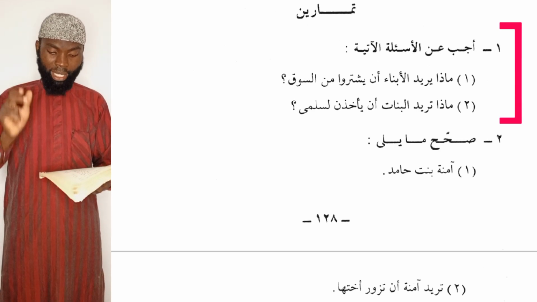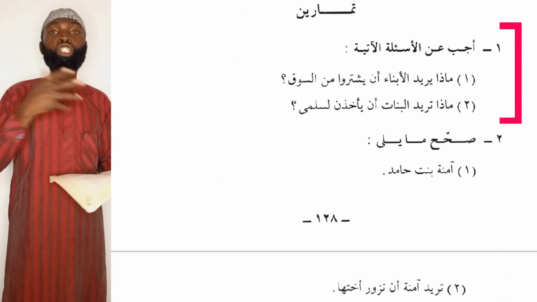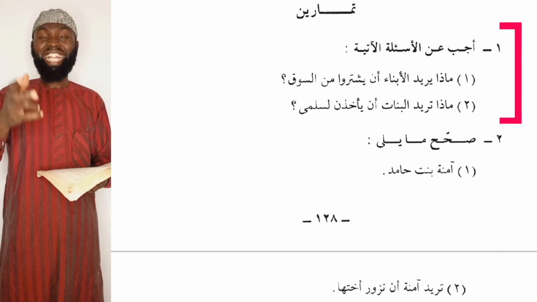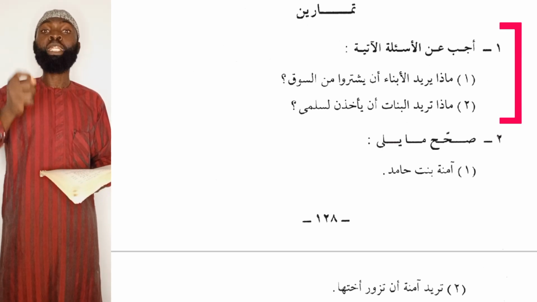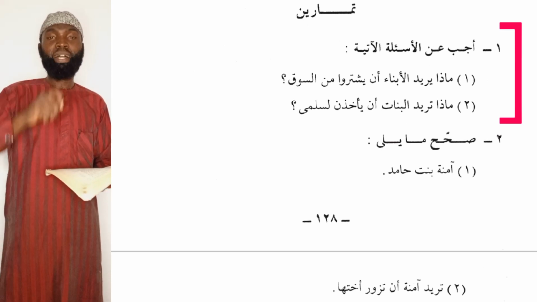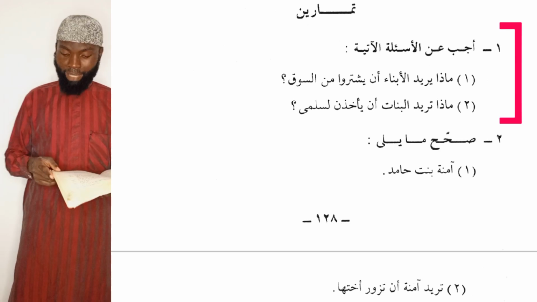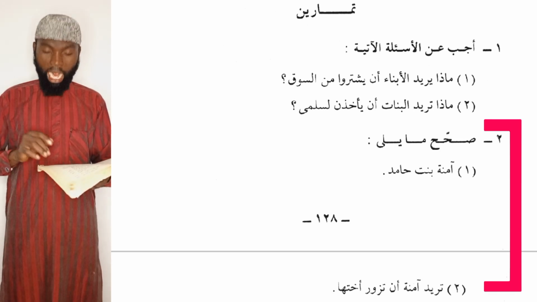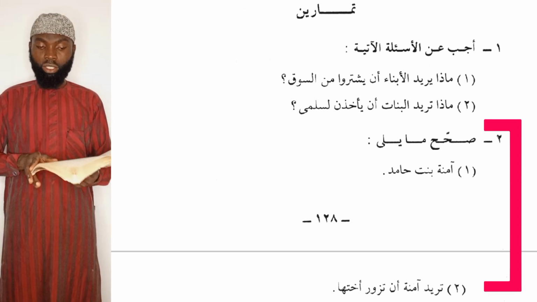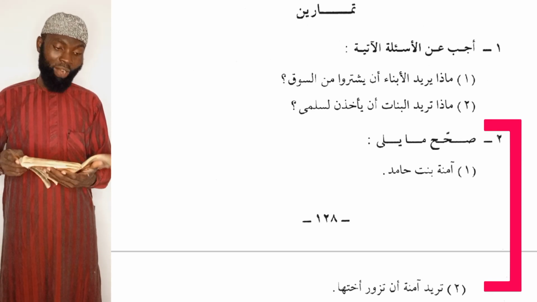Number 2, ماذا تريد البنات أن يأخذن لسلمى؟ What did the daughters want to take to Salma? يريد البنات يريدن أن يأخذن علبة الحلوى لسلمى. The daughters want to take a packet of candy to Salma. Number 2, we have Sahih Mayali. Correct the following. Aminah bintu Hamidin. Aminah is the daughter of Hamid. La. Aminah zawjatu Hamidin. Aminah is the wife of Hamid.